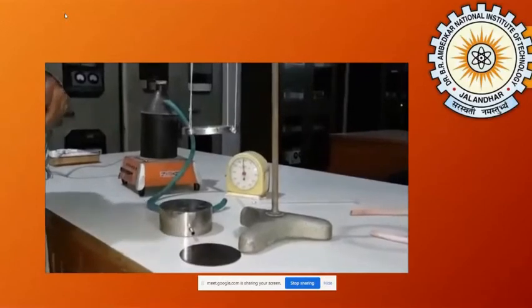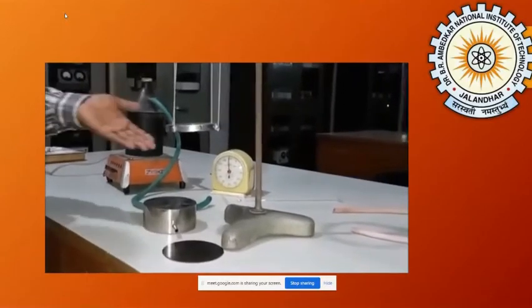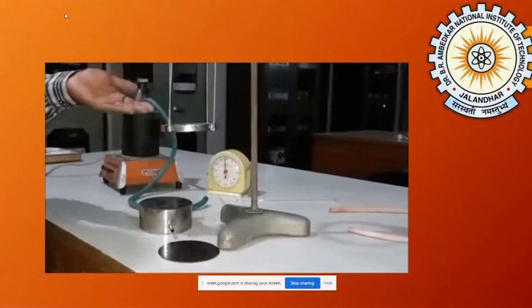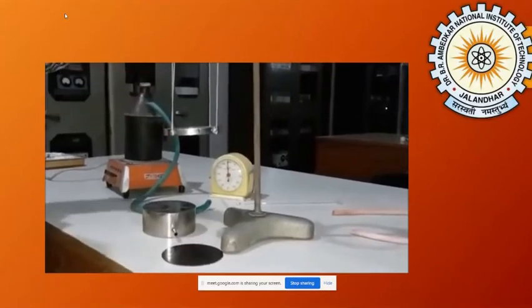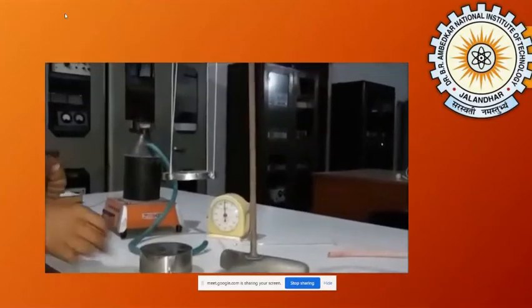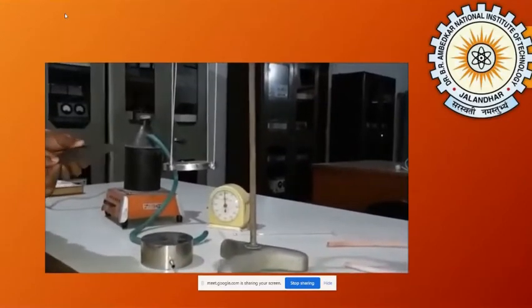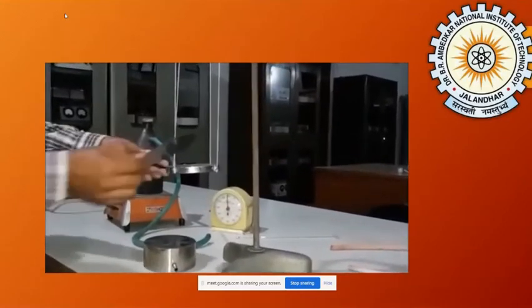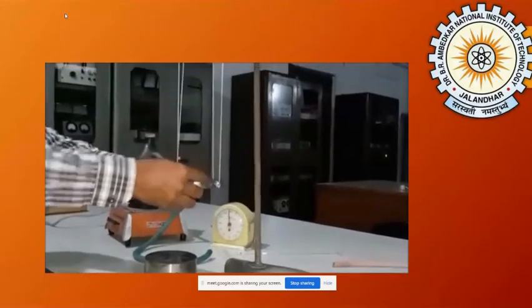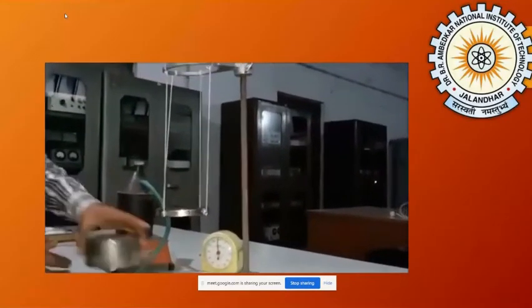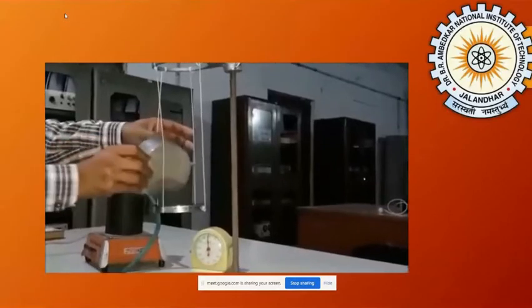So now, first of all, when we start the experiment, we have to suspend the Lee's disc in the horizontal direction through a stand. As you can see in the video, the sheet of poor conducting material is placed over the Lee's disc, and then the hollow cylinder is also placed over the sheet.